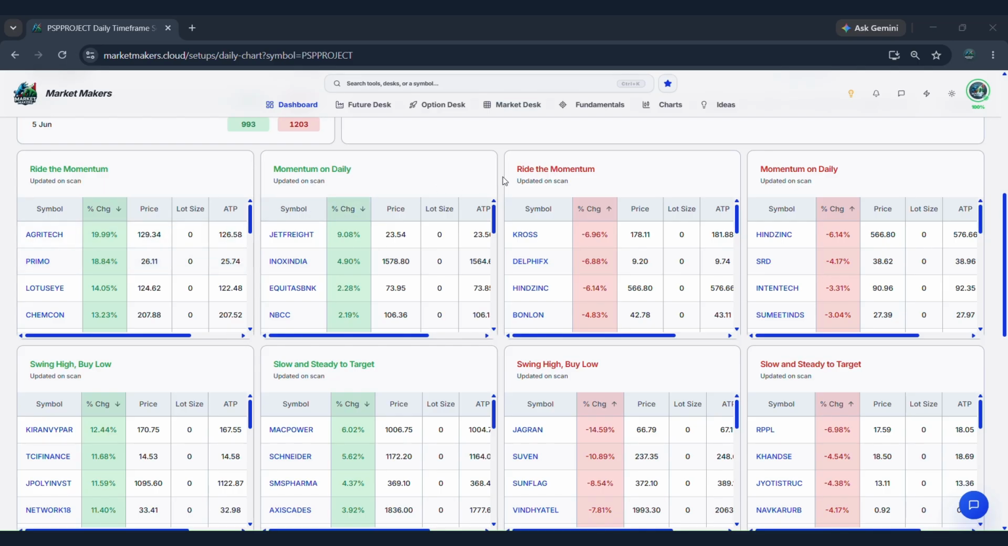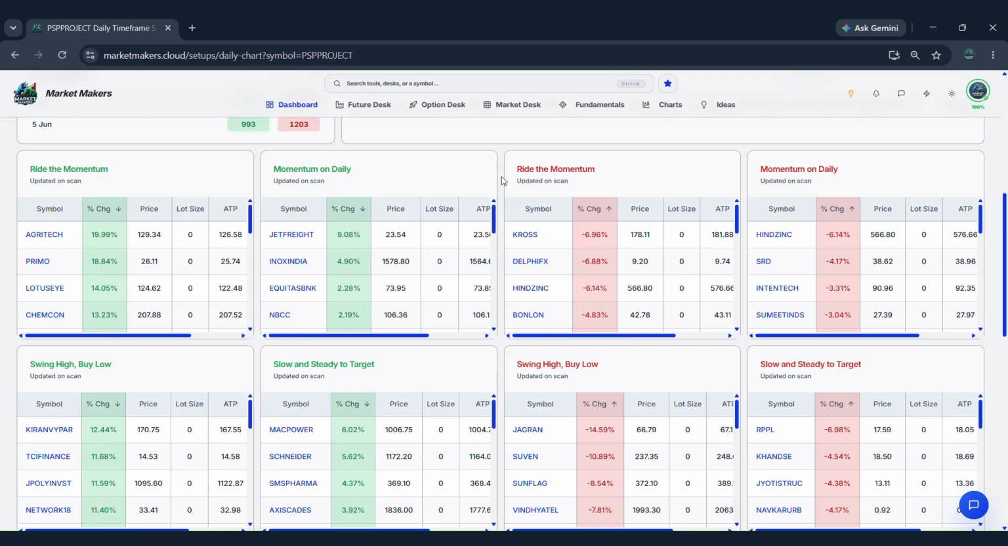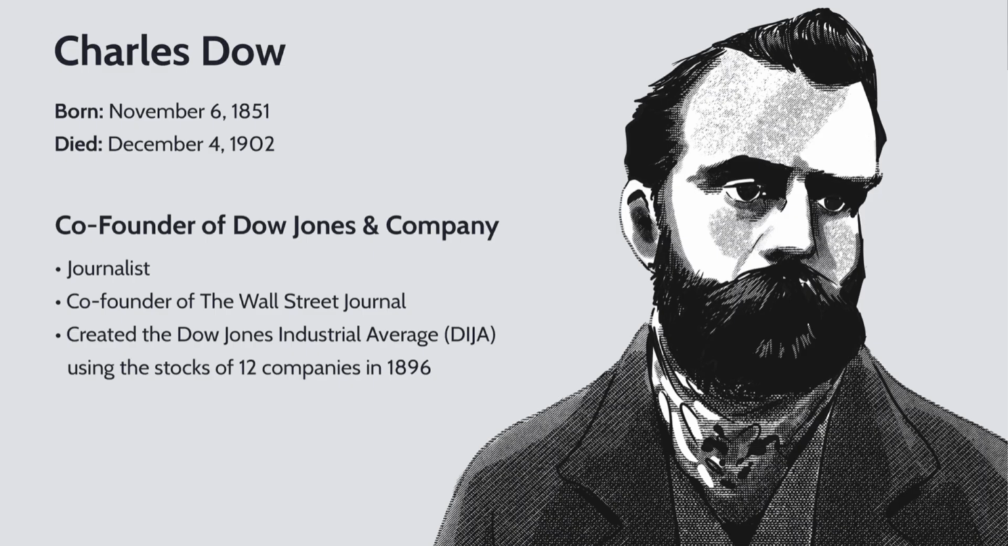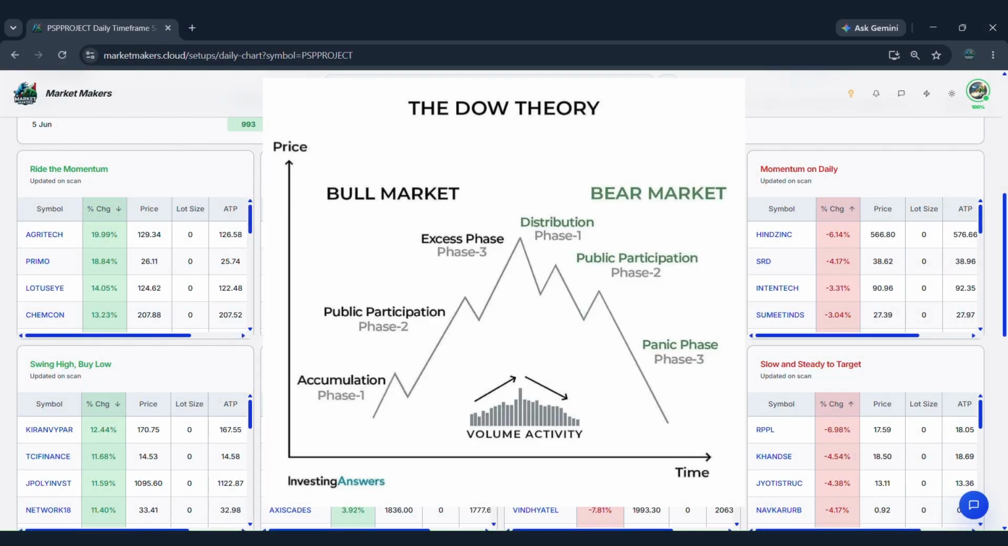Now let's move toward the setups. The first row is dedicated to stocks that have the potential to make higher highs or lower lows. Now, if you're hearing these terms for the first time, here's a quick introduction. A lot of this structure-based understanding comes from Charles Dow and the Dow theory, the same foundation that made understanding market trends easier for traders globally.